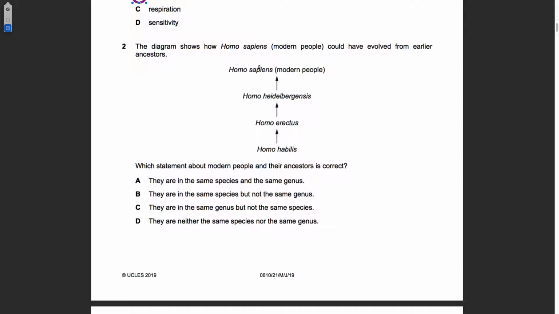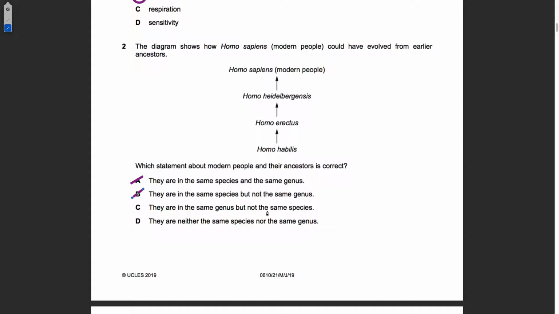However, the second part of the name is the species name or specific name. And that starts with a lowercase letter, as you can see. And that's different between the 4 individual species that you can see from the bottom through to the Homo sapiens. So we're looking really for same genus but different species. So if we go through the answers, A, they are in the same species and the same genus. Well, that can't be the case because the second word, the species name, is different as we go along the flow chart. They are in the same species but not the same genus. Well, no, the species is different. It's the genus that's the same. So just watch wording because these are very wordy questions that are very similar.